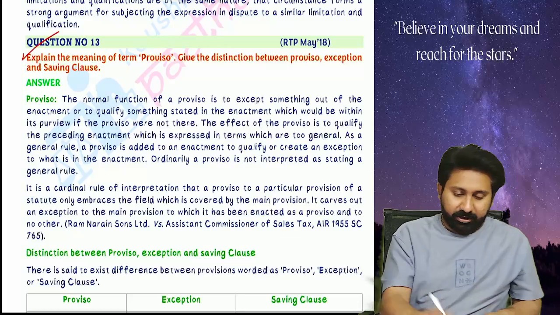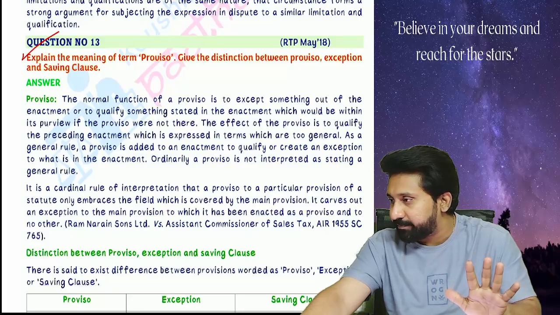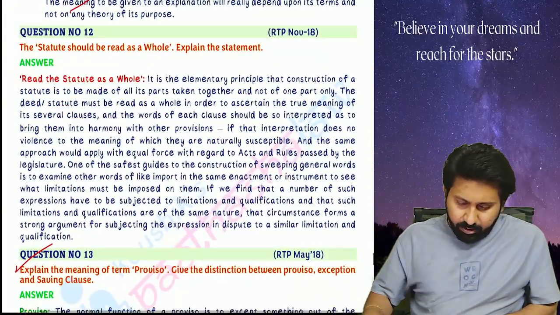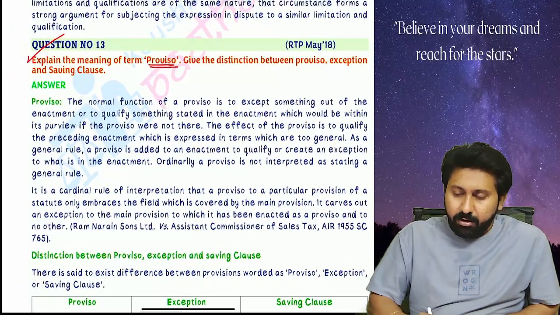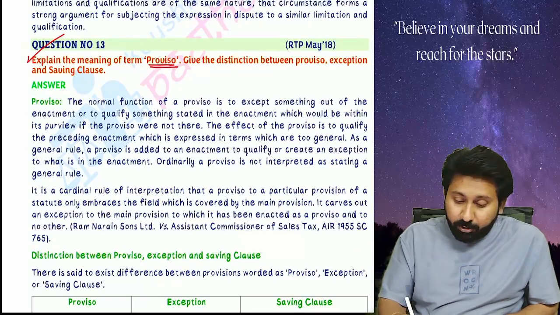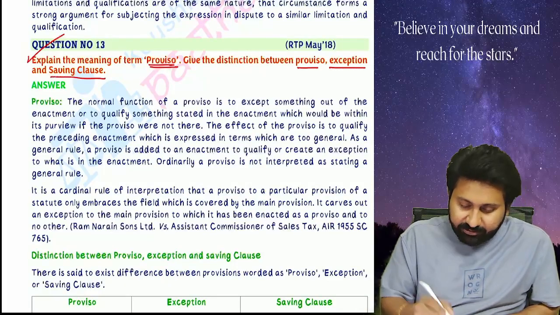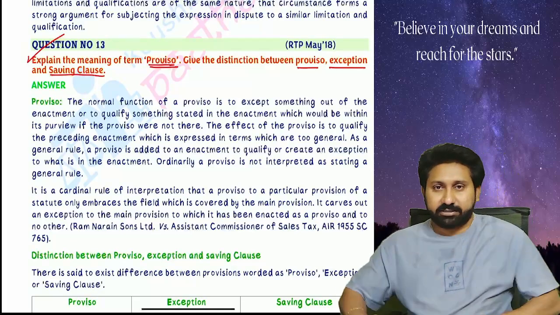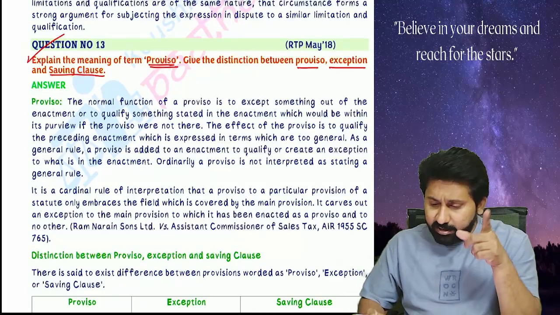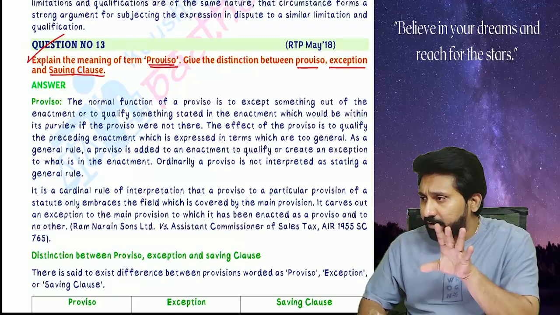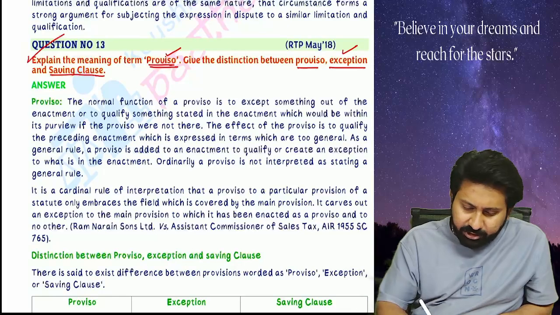Question number 13. Before going into it, I hope every one of you has clarity up to here. Let us see this. Explain the meaning of the term proviso. Proviso in an agreement is a condition, but proviso in the act has a different meaning. Give the distinction between proviso, exception, and a saving clause. Let me first explain how to bifurcate. In an act, when you are reading, how do you understand which is a proviso, which is an exception, and which is a saving clause? We need to have clarity on that. Let's understand.